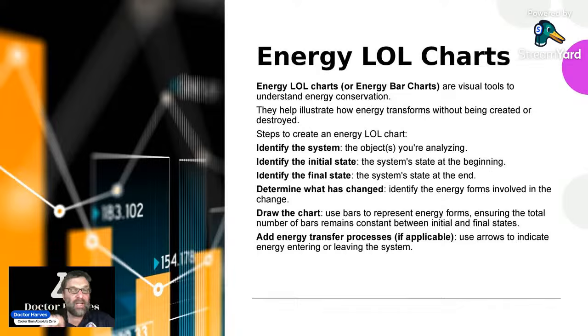So you've got L as the initial state, the O is the system in the middle, and then the second L is the final state. In the apple example, the initial state is all GPE, and then the final state is all kinetic energy.